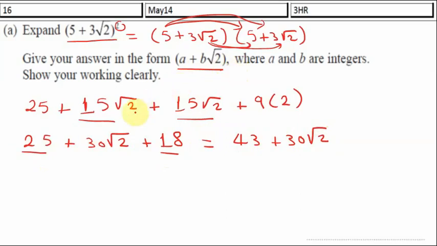He didn't ask me about the value of a and b, so the final answer is only here: 43 plus 30 root of 2. This was the last question.